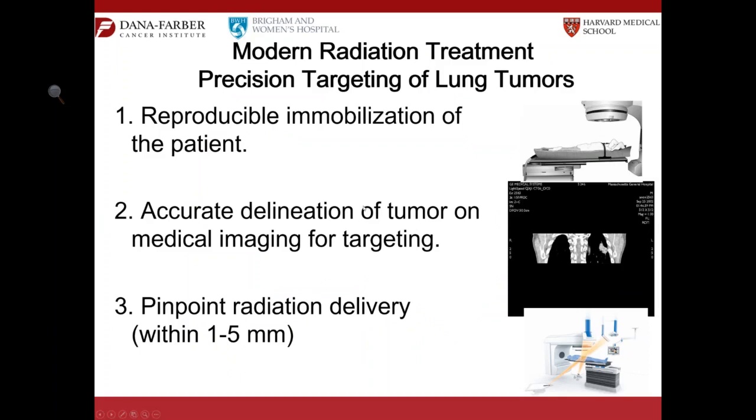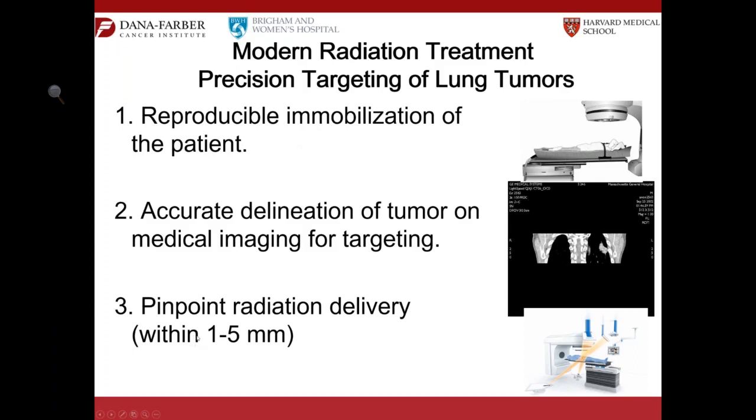So the hallmarks of modern radiation treatment include precision targeting in lung tumors. So first off, we have to position the patient in the exact right location so we can hit them precisely with these beams of radiation every day. Secondly, we need to accurately delineate the tumor on medical imaging so that we can target the right location and not target the surrounding normal organs. And third, we need to be able to deliver the radiation as promised in a very pinpoint fashion, and we're typically able to do this within 1 to 5 millimeters.